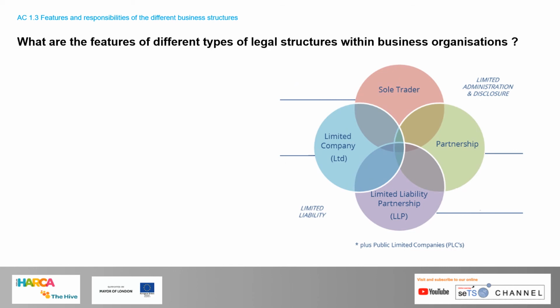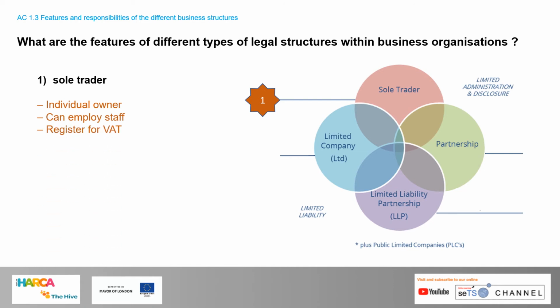What are the features of different types of legal structures within business organisations? Well, first of all, you have a sole trader. They are an individual owner of their business. They can employ staff. They can register for VAT. They carry out their self-assessment tax returns.